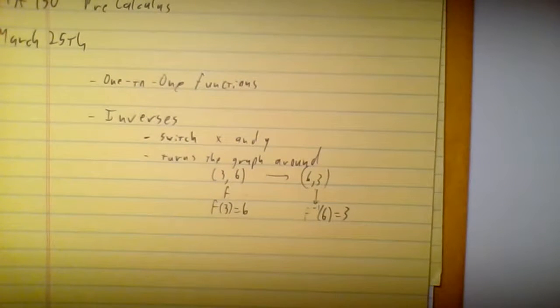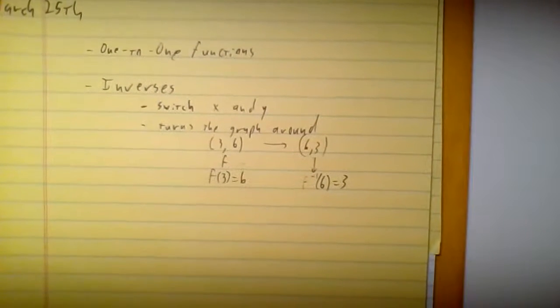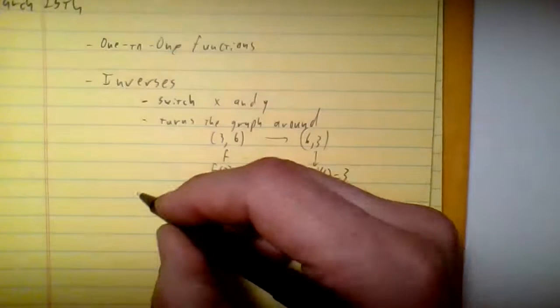But this concept of inverses is what I was talking about here. You want to remember this from earlier in the chapter. It turns the graph around. Points on the graph get switched around that way. But also switching x and y can help us if we need to find the inverse function.